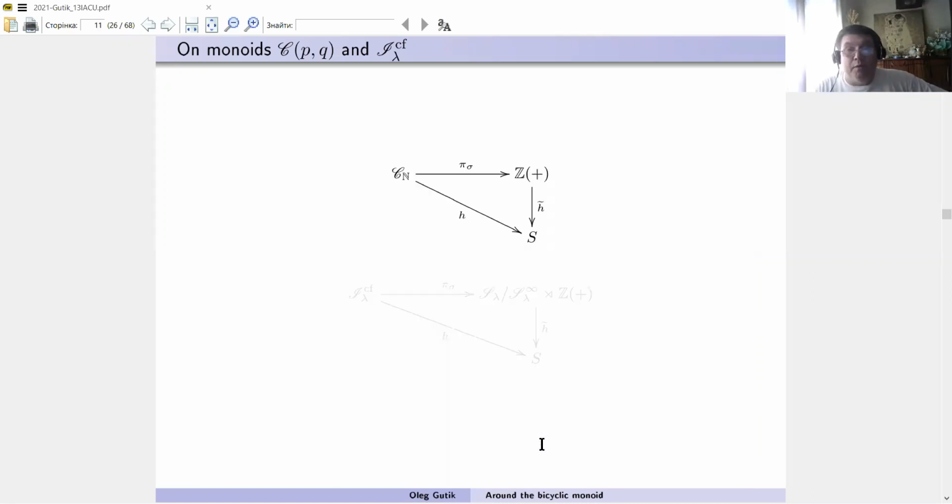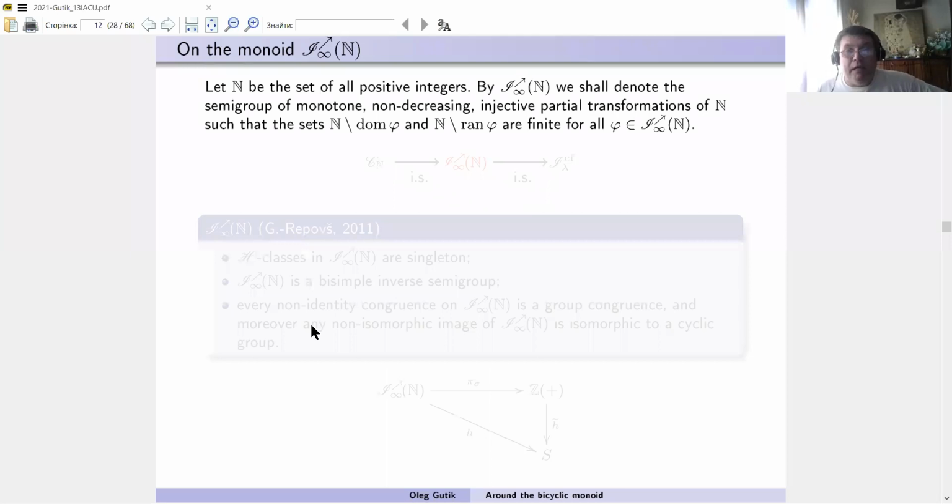What common property do we have? For the bicycle semigroup, every non-isomorphic homomorphic image extends from the usual natural congruence, a group congruence, from the additive group of integers, and there exists a homomorphism so that the diagram is commutative; similarly we get it for the semigroup of cofinite partial permutations of cardinal lambda.